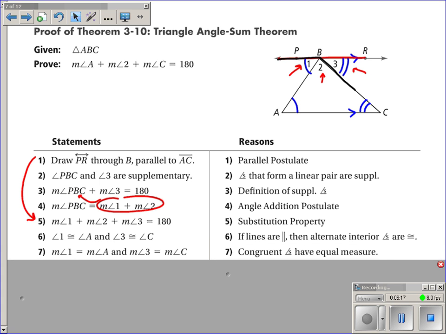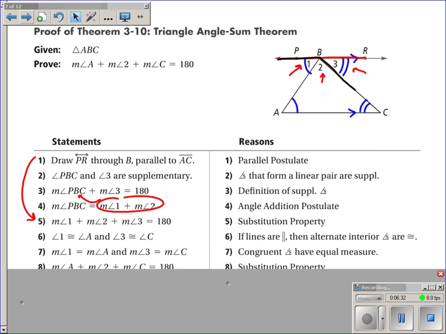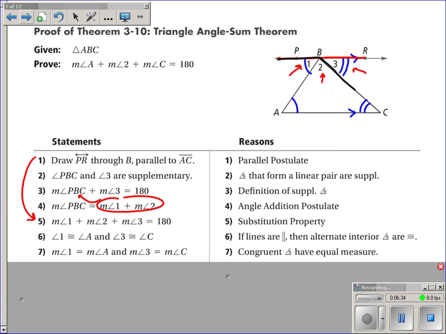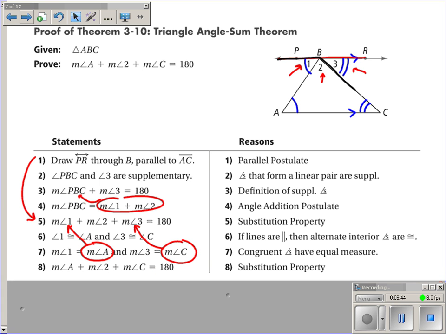Okay, and that's by the alternate interior angles theorem. Step 7 is based on what congruent means, that the measures are equal. The measure of angle 1 is equal to the measure of angle A, and the measure of angle 3 is equal to the measure of angle C. And so we use some substitution, and we will plug this in here, and we'll plug this in here, and we get this statement, that the measure of angle A plus the measure of angle 2 plus the measure of angle C is 180, which is exactly what we were trying to prove.